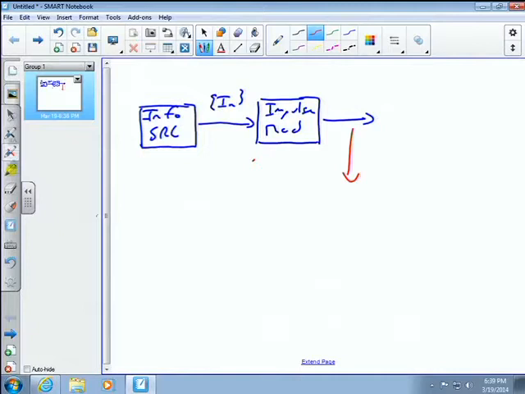What this is going to look like is essentially the summation of IN, and then it will be delta(T minus NT), where N is from minus infinity to infinity. So what do I have? I have a string, an infinite string of deltas.